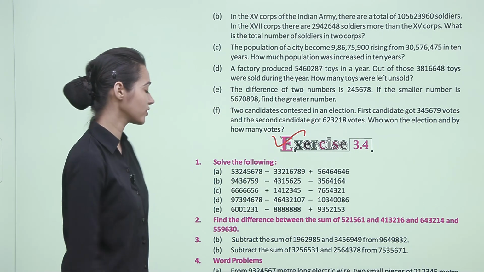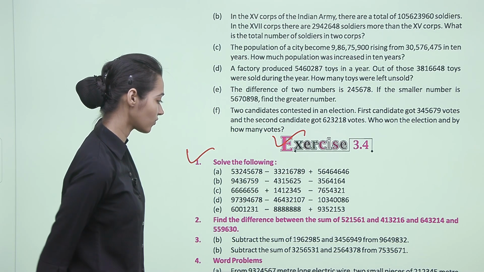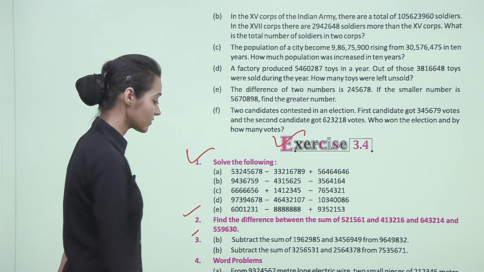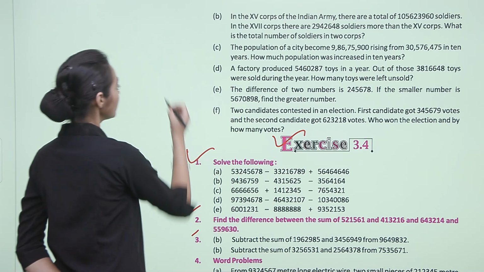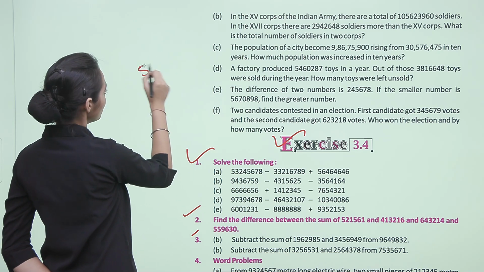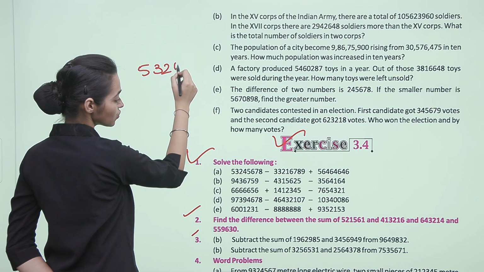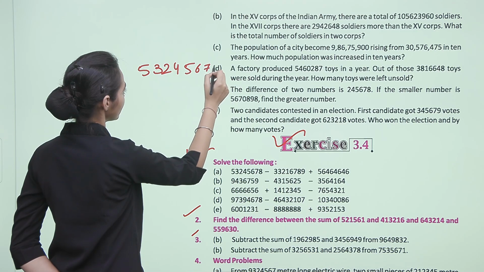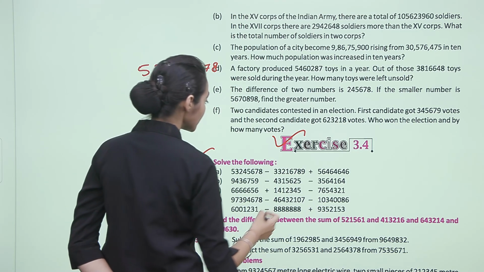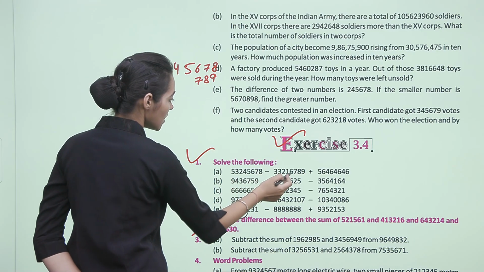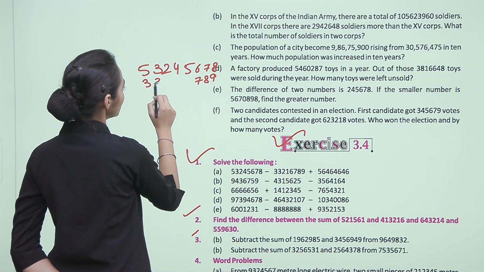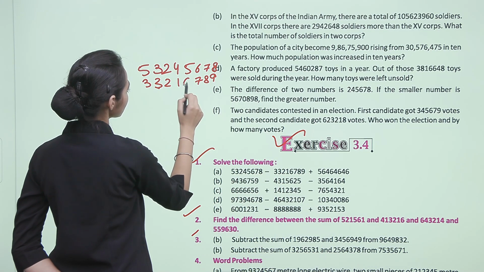Now let's look at exercise 3.4. In the first part we have to solve these following. In all of these terms we have to add and then we have to subtract the digits. Let's look at the first one. Now in the first one we have 5, 3, 2, 4, 5, 6, 7, 8 minus 7, 8, 9, 3, 3, 2, 1, 6.